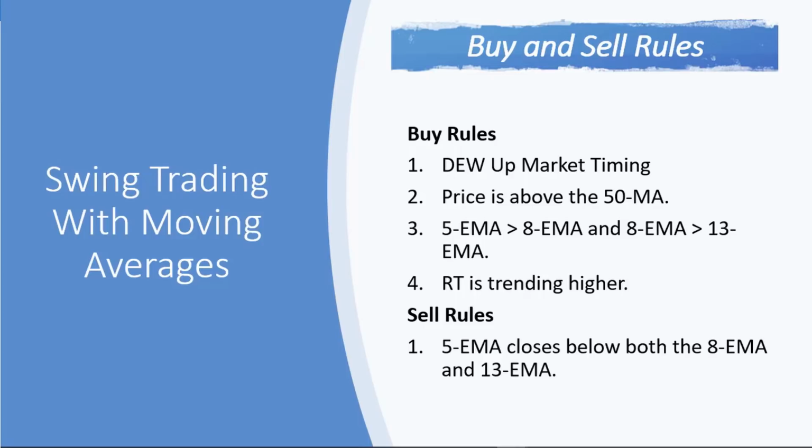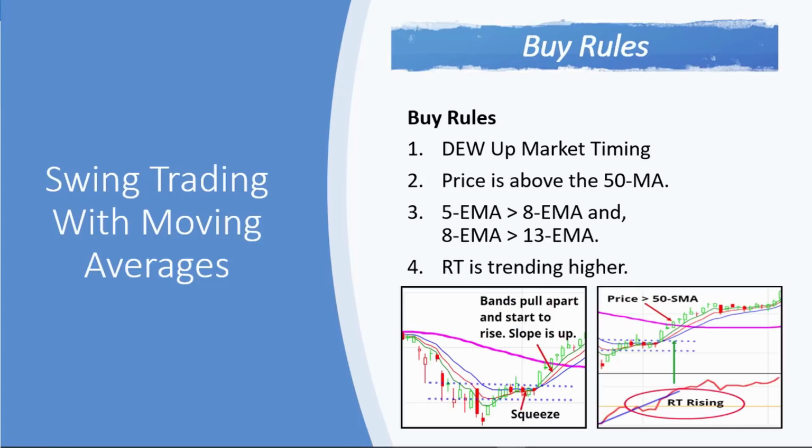And again, we're going to look at some charts here in a moment. The sell rules are the 5 closes below the 8-day and the 13-day EMA. But I can't emphasize enough how important that RT indicator is. When we look at the charts, it helps us better understand whether the trend is strengthening or weakening. So again, here are the buy rules, and I just added a couple charts.